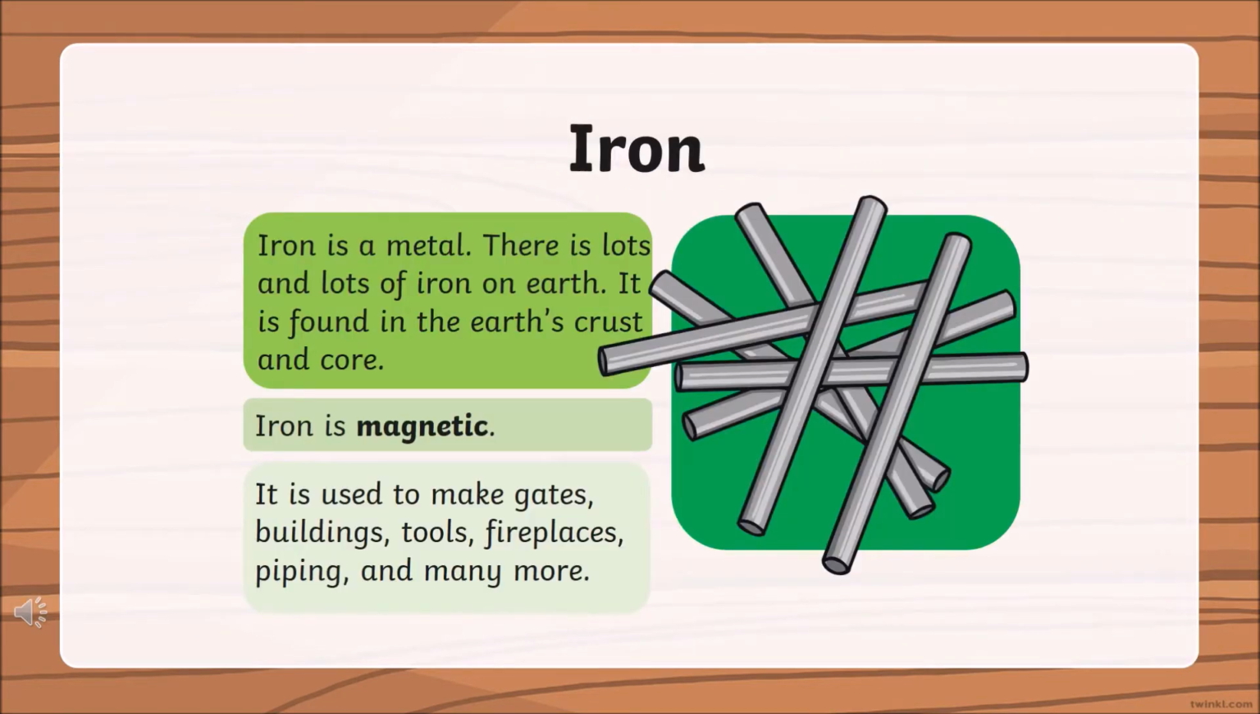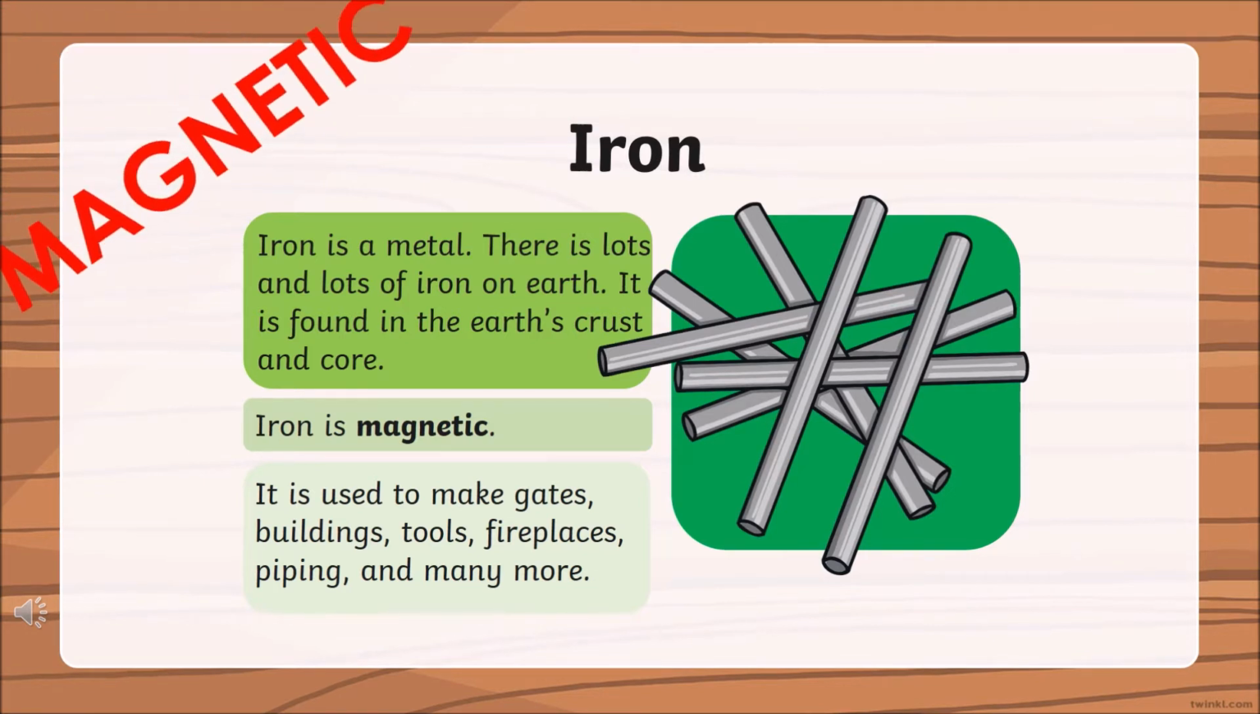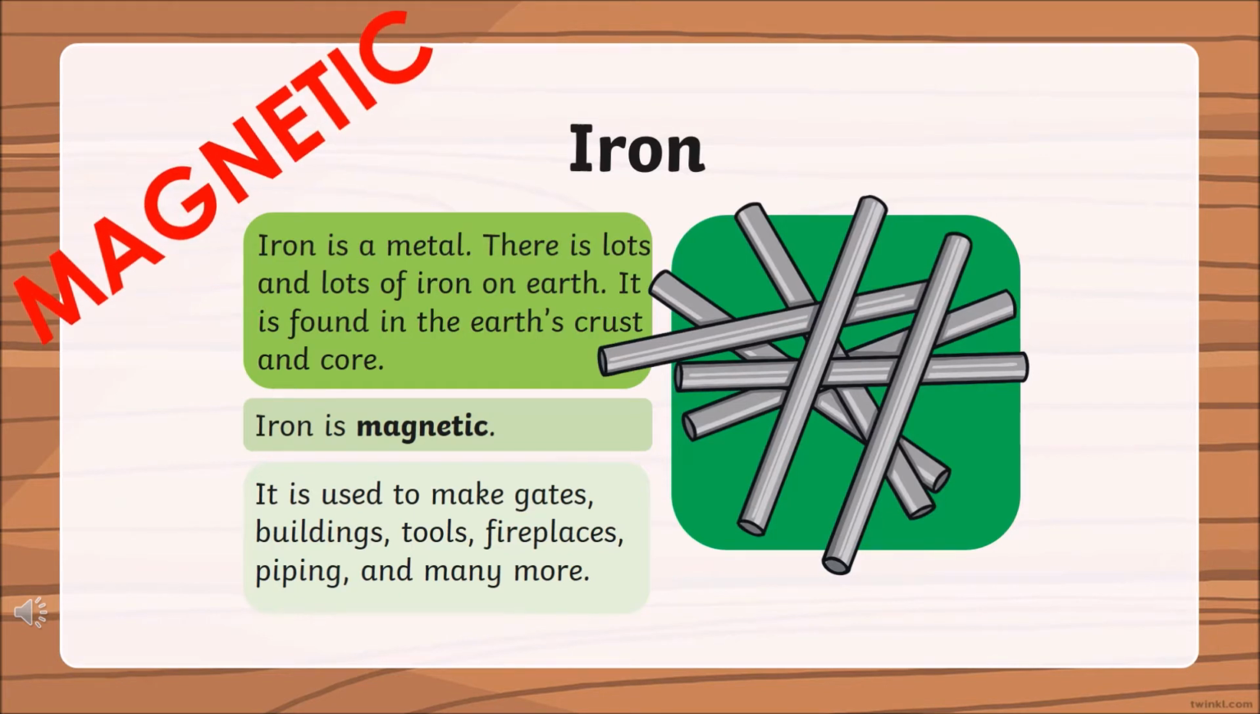One type of metal is iron. There is lots of iron on the Earth. It is found in the Earth's crust and core. One important thing to remember: iron is magnetic. It is used to make gates, buildings, tools, fireplaces, piping, and many more things.